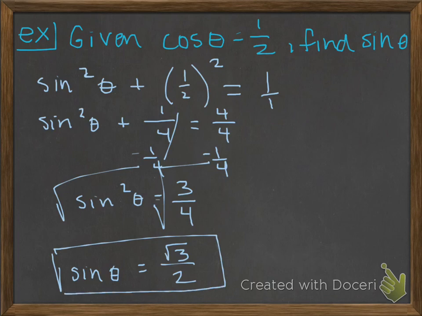Now, if I change the direction and said find the remaining functions. Now that I found sine, I am able to find tangent, which means I can find cotangent, and I can find the reciprocals of these two. So you can build off of these. So that's all for today.